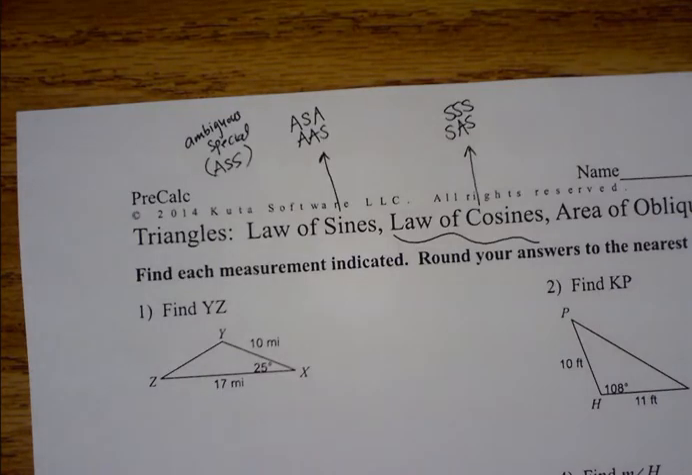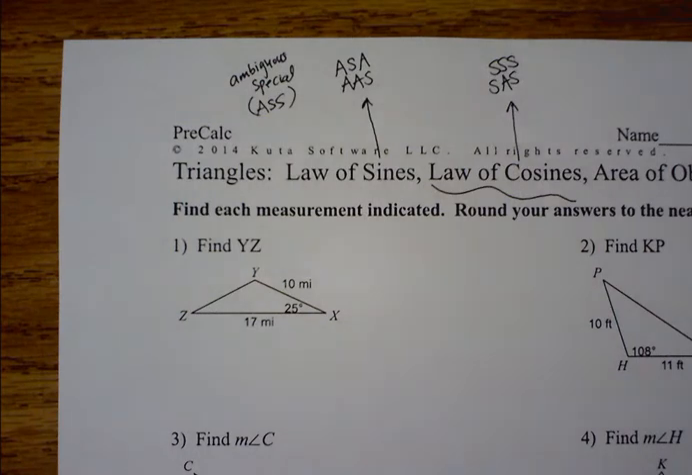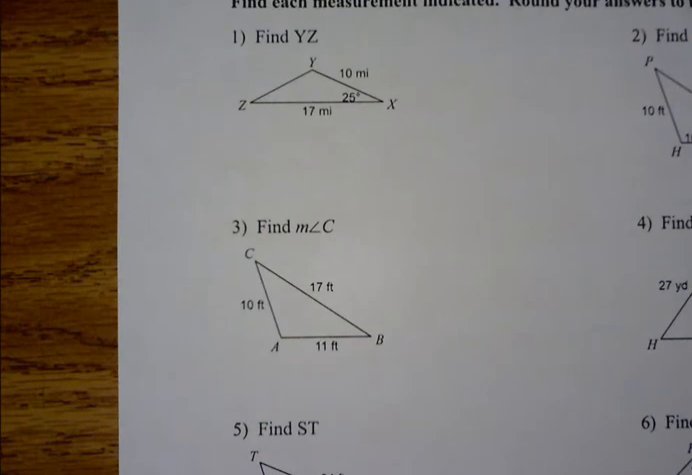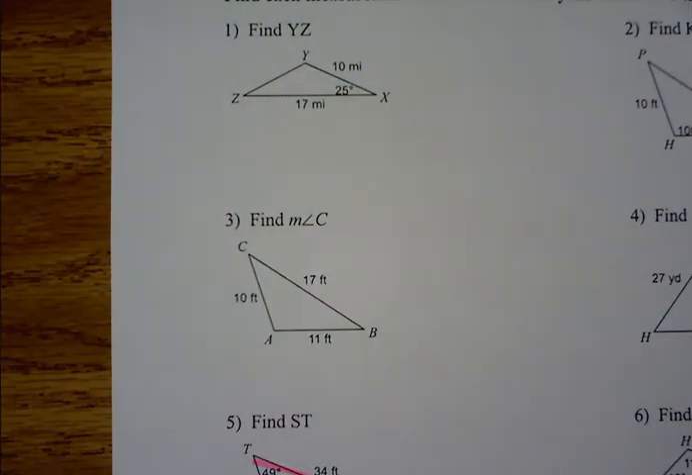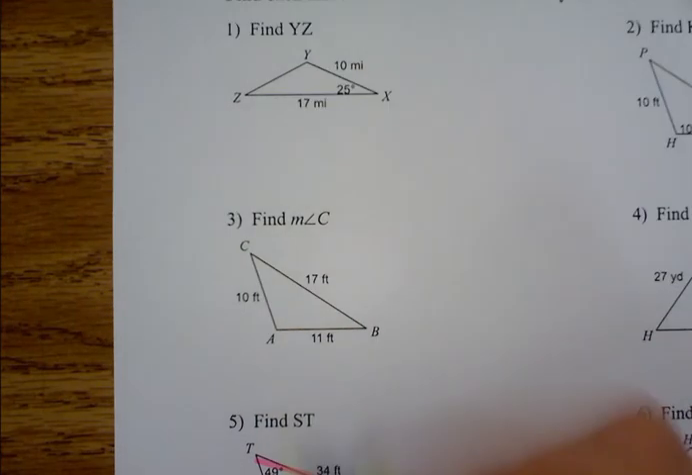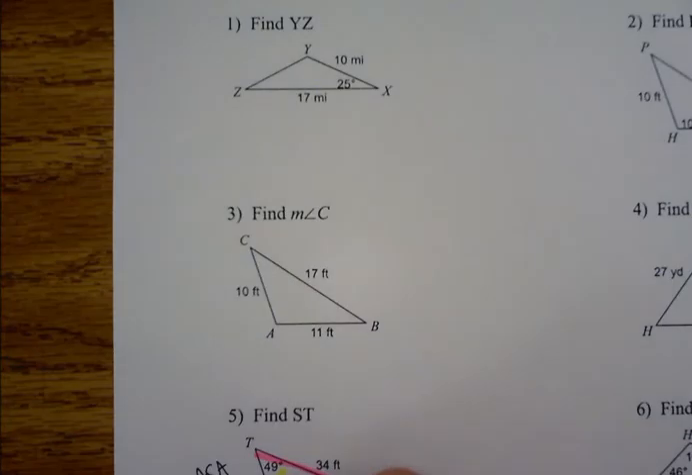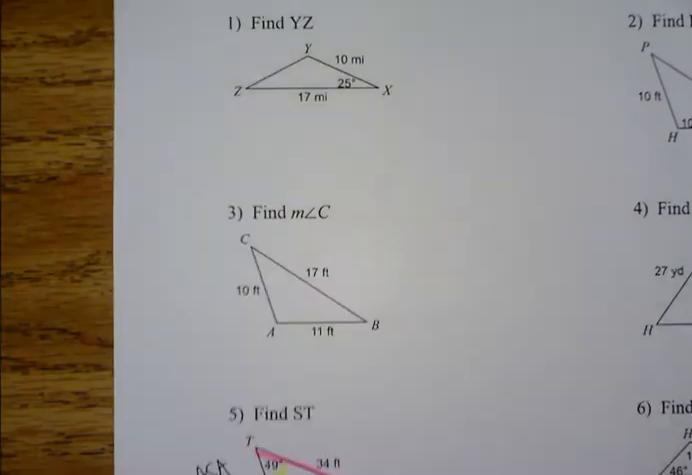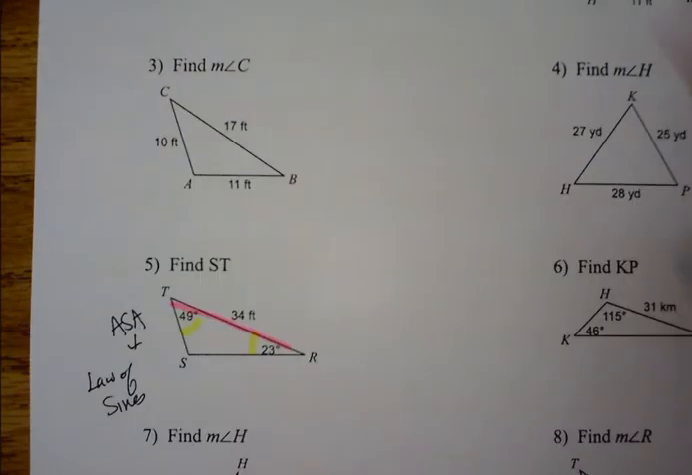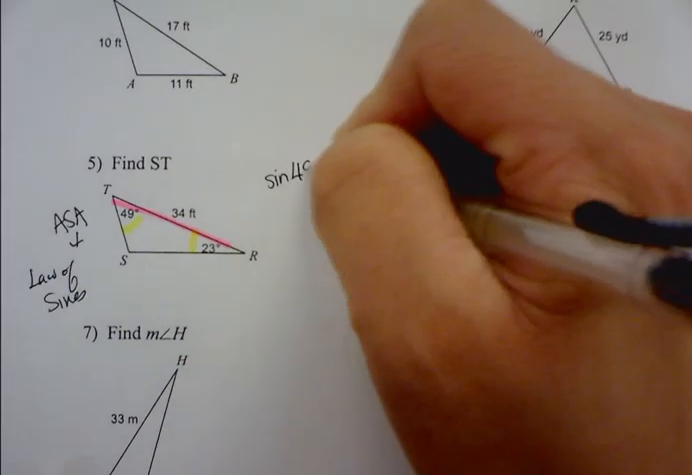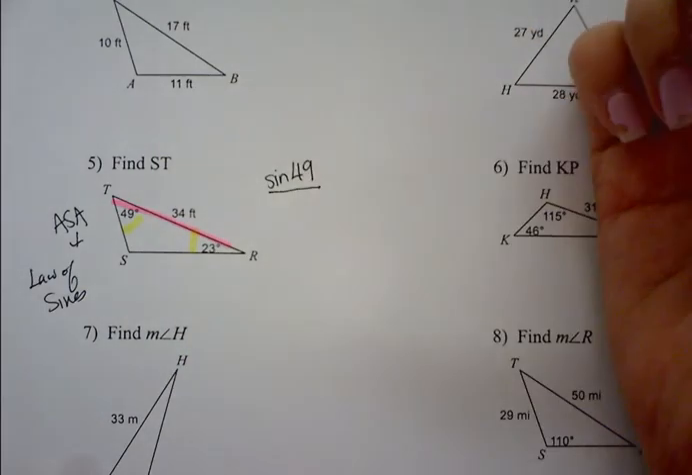Okay, so let's look at number 1. What do I have here? Side, angle, side. So that's not going to work. What about number 3? Side, side, side. What about number 5? We have an angle, a side, and an angle. So can we use the law of sines? Yes. Let's set it up like this: sine of one of these two angles, let's just start with 49 over what? Oh, wait. What are they asking me for?